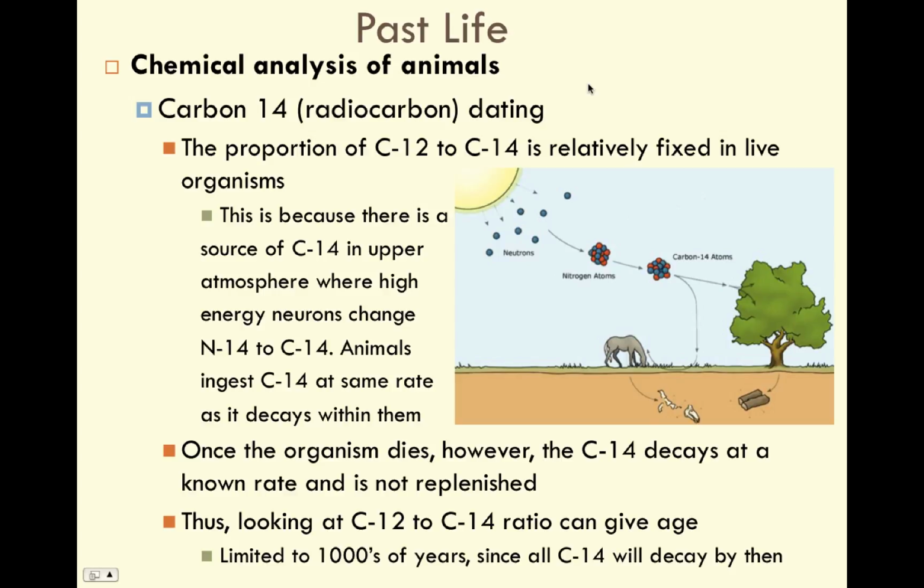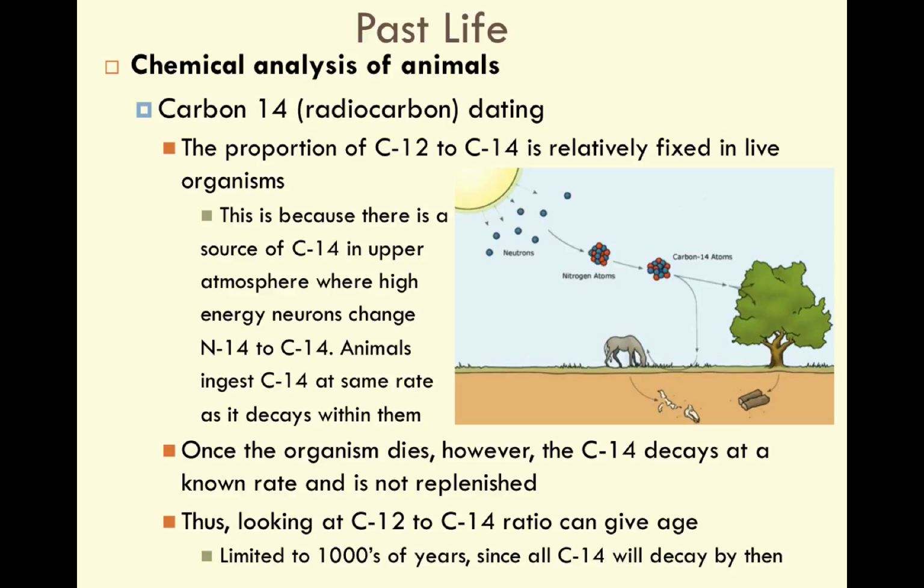Past life, chemical analysis of animals. Carbon-14 dating. C12 is a lighter isotope of carbon and is stable, whereas C14 is radiocarbon. The proportion of C12 to C14 is relatively fixed in live organisms. This is because there's a source of C14 in the upper atmosphere, where high-energy neutrons change N14 to C14 over time. Animals ingest C14 at about the same rate as it decays within them. Once the animal dies, however, the C14 decays at a known rate and is not replenished because the animal is not ingesting. Thus, looking at the ratio of C12 to C14 can give the age.